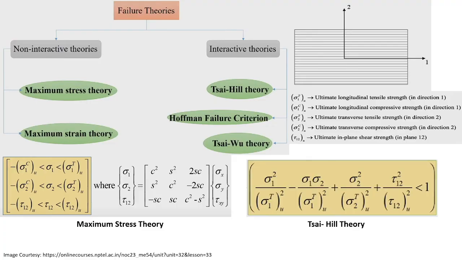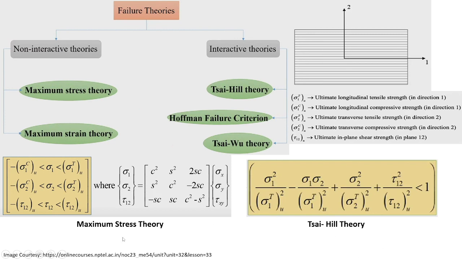Now comes failure theories. When a composite is formed, it can fail, and to understand those failures there are different theories, mostly differentiated into non-interactive theories and interactive theories. In non-interactive theories, we get the maximum stress theory and maximum strain theory, whereas in interactive theories, we get Tsai-Hill theory, Hoffman failure criteria, and Tsai-Wu theory. Mostly, we discuss the maximum stress theory and the Tsai-Hill theory.